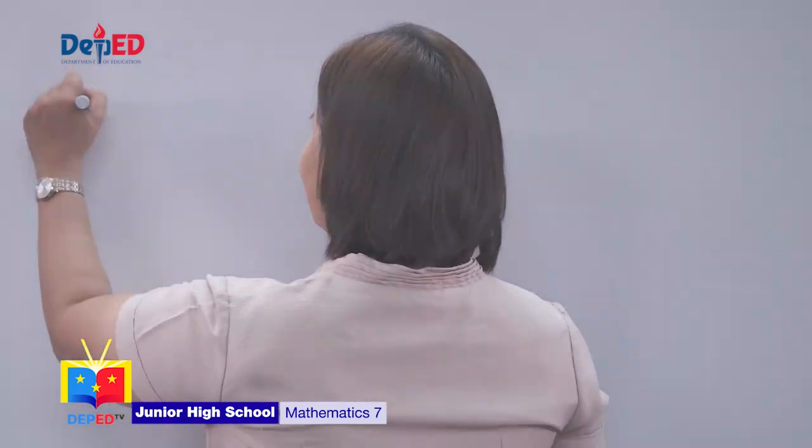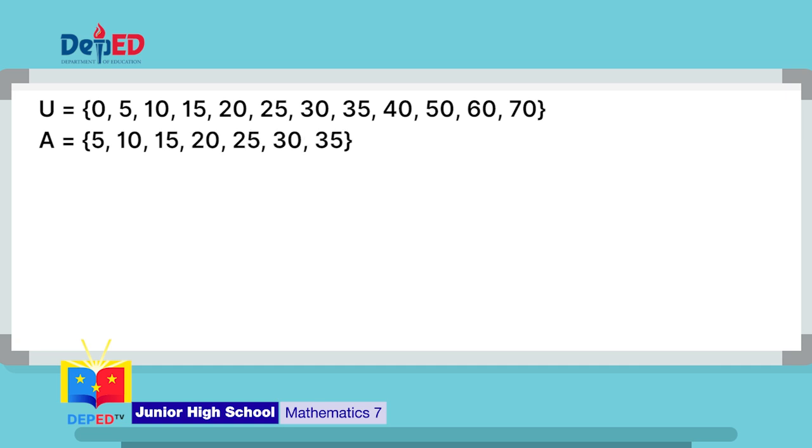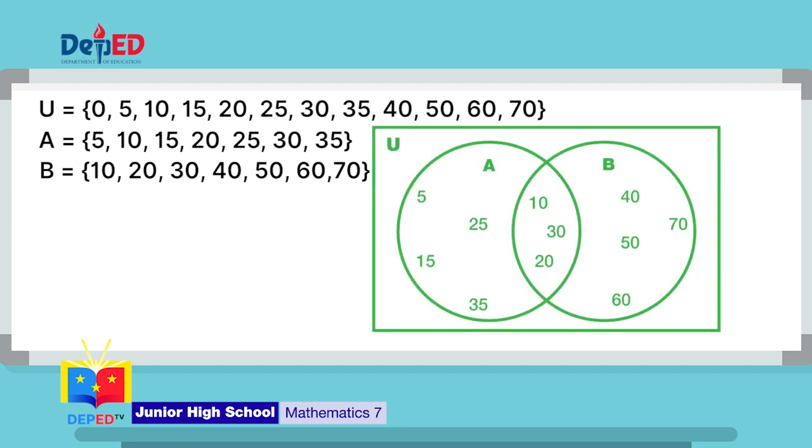Let's say the universal set is the set with the numbers 0, 5, 10, 15, 20, 25, 30, 35, 40, 50, 60, 70. Set A consists of all the multiples of 5 from the numbers 5 to 35. Or, set A contains the elements 5, 10, 15, 20, 25, 30, 35. While set B are multiples of 10, not more than 70. Question: what elements are found in set A and set B?